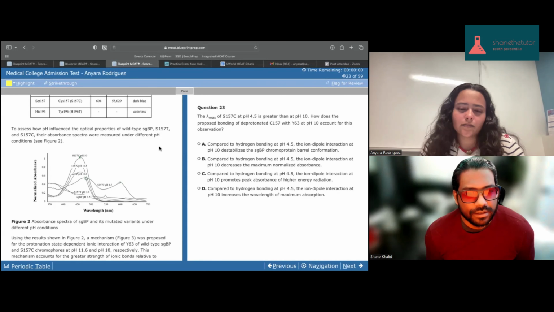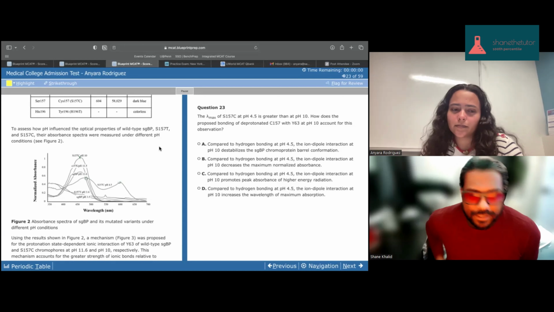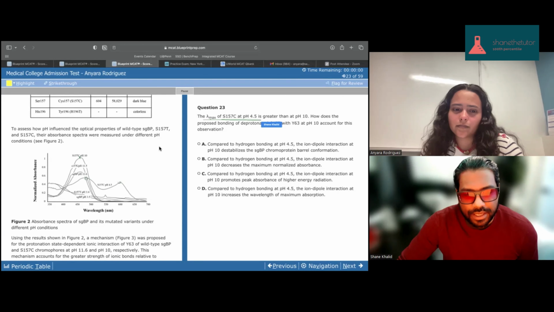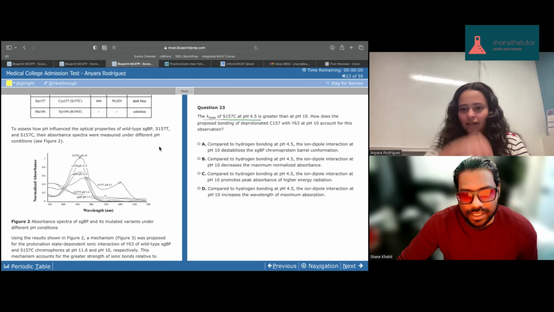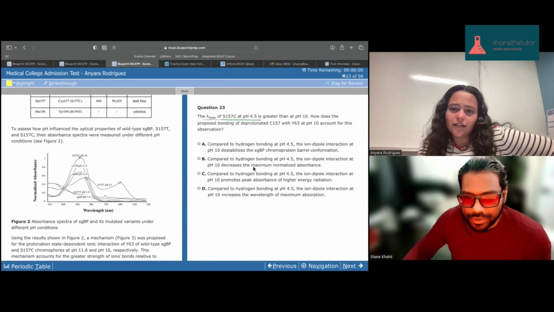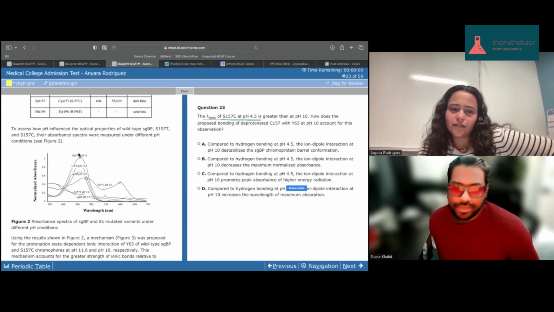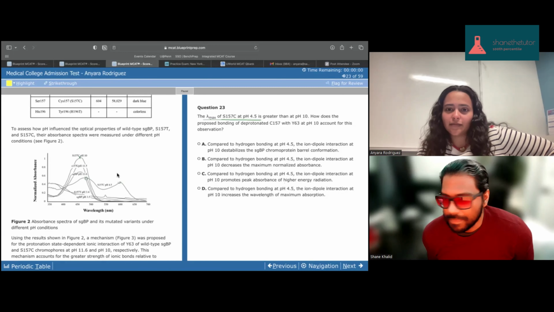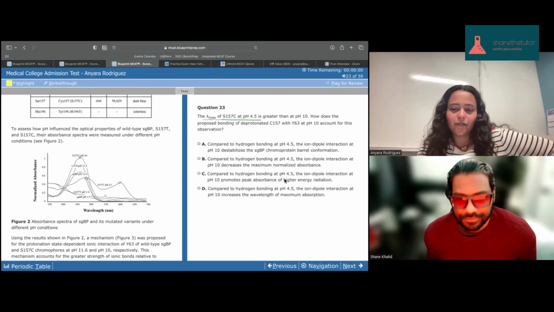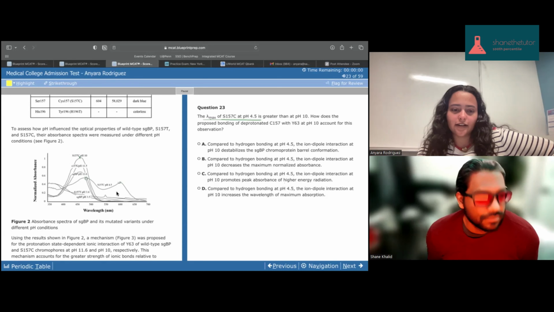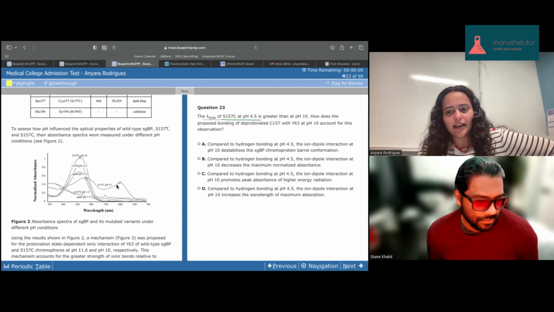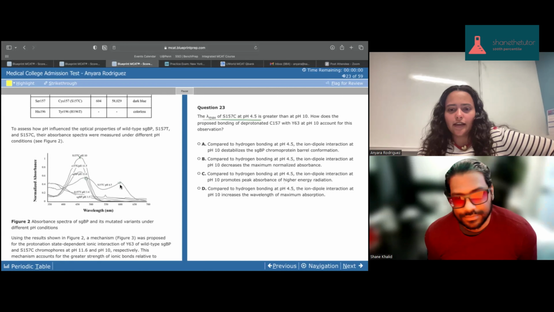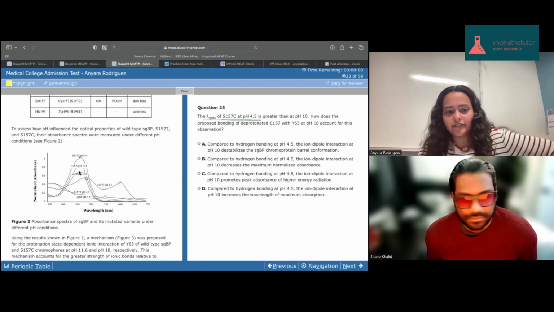Because we know two things. We know that this produces a higher lambda max, which means a lower energy. So this is at least talking about things that I am thinking about. And just reading the graph, that is a true statement. At 4.5, if we look at this, the absorbance is at higher wavelengths. And at 10, it's at lower, so it's higher energy.